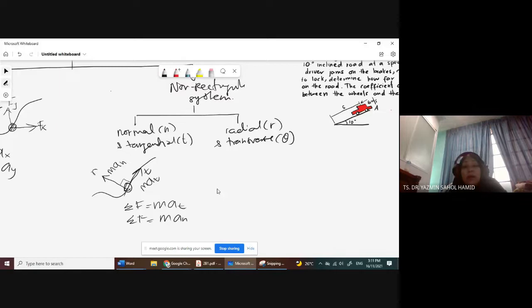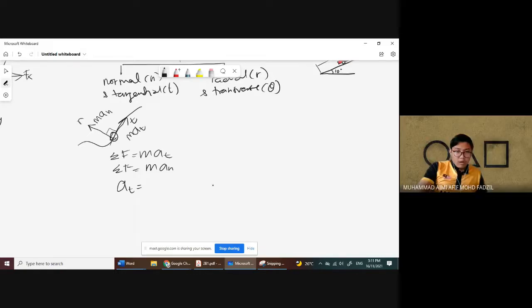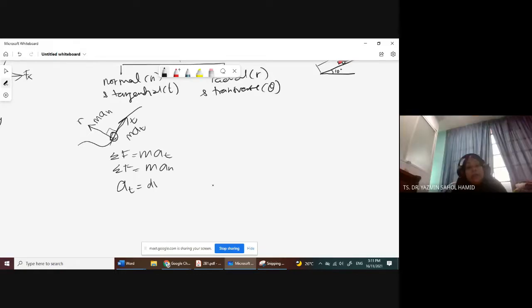And then you remember how to calculate AT. We're just doing a recap before we begin our next topic. What is AT? AT is the derivative with respect to time of the velocity, dv over dt. And what is AN? Do you remember the formula for AN? V squared over rho.